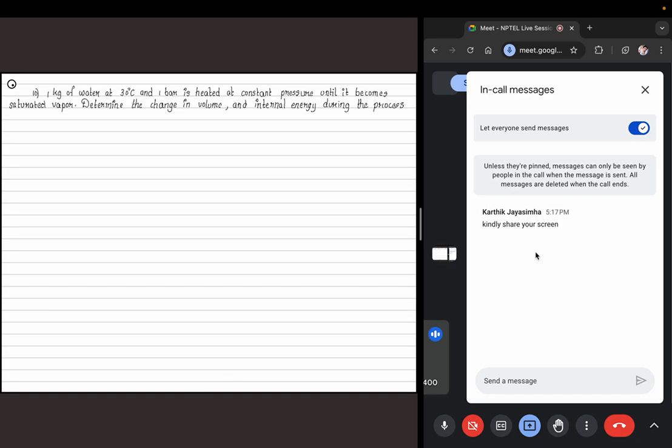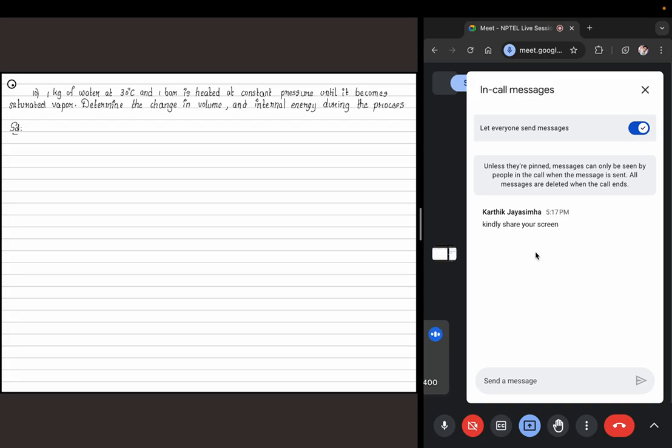This is again a very straightforward problem. So 1 kilogram of water at 30 degrees Celsius and 1 bar is heated at a constant pressure until it becomes saturated vapor. Determine the change in volume and internal energy during the process. The only difference in this from the previous problems lies in determining the state of it. So at 1 bar pressure, the saturated temperature is 100 degrees Celsius, but it says that your initial temperature is 30 Celsius, which means you are in the subcooled region.